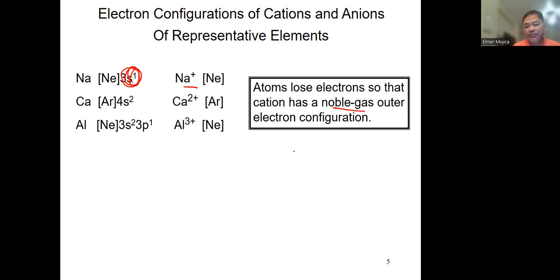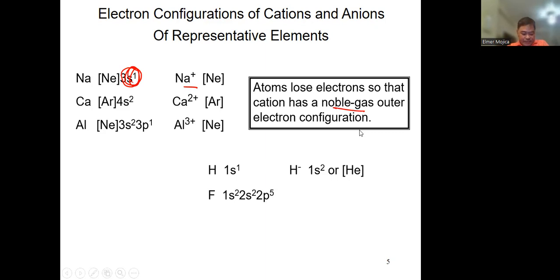One characteristic of a noble gas is that they are stable. That's why history calls them the noble gases, because they don't interact with other elements. Just like the noble people, they don't interact with the common people.